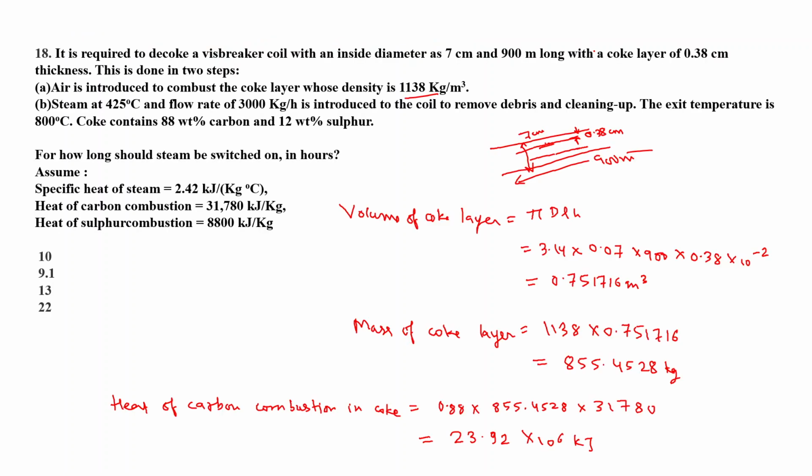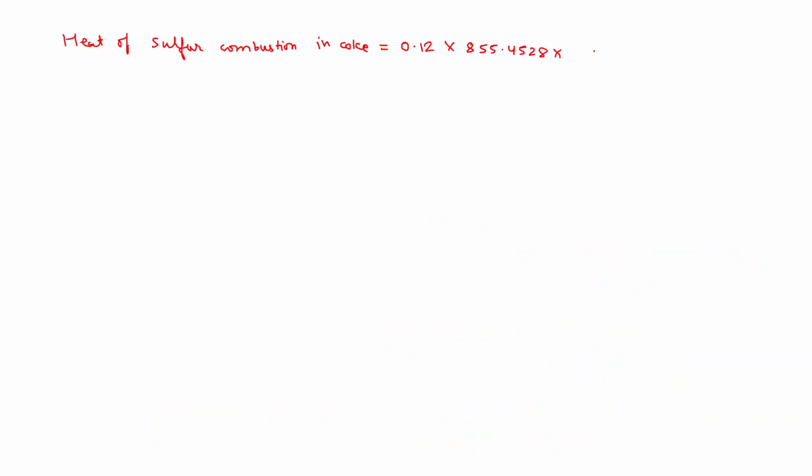Likewise, heat of sulfur combustion in coke. Amount of sulfur in coke is 12%, so 0.12 into mass is 855.4528, and heat of sulfur combustion is given as 8800 kilojoule per kg. So it is taken as 8800, which will give us 0.903 into 10 to the power 6 kilojoule of heat.